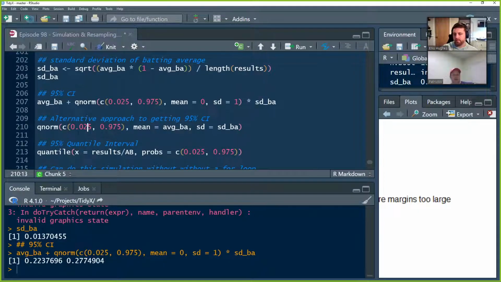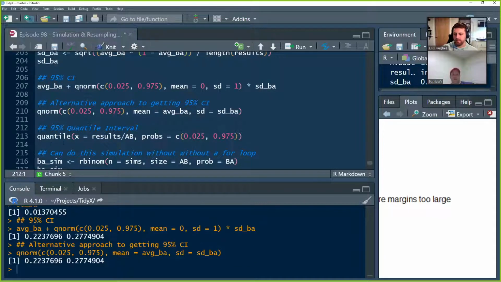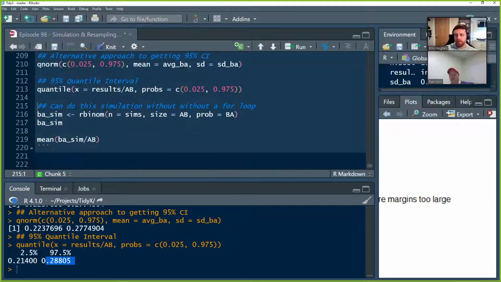And we can also get, as an alternative way to get the confidence interval, the same thing with less code and less math. We could also get the quantile interval because we have a vector. And so the quantile interval is going to be larger than what our confidence interval is.